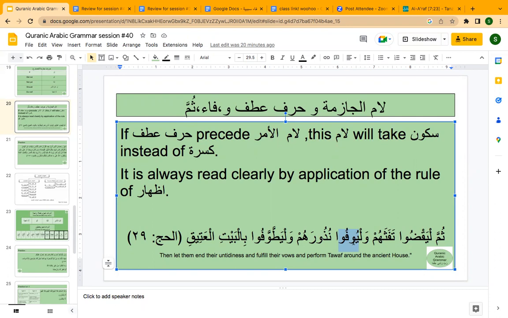Now we have to figure out if it is mansub or majzoom. So what are we seeing here? Lam with sukoon, right? And lam with sukoon is being preceded by a letter waw. And I just said, if harf atf is before lamul amr, what happens to it? It changes its kasra to sukoon. So we know that this mudare for sure is majzoom in status because lamul amr is present before it. Is this clear?